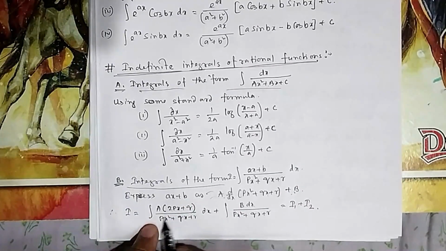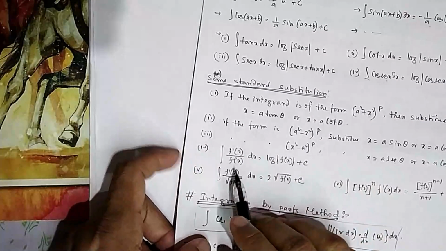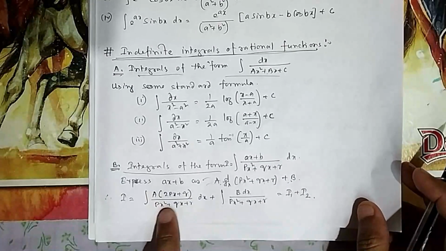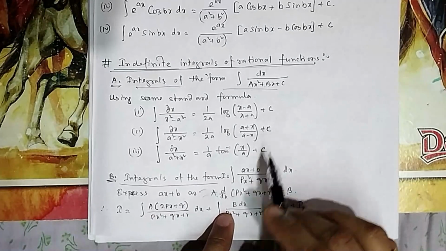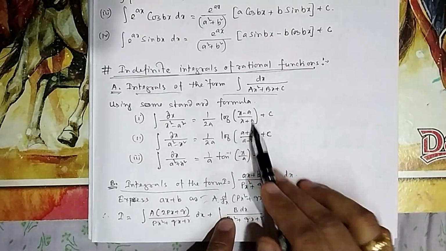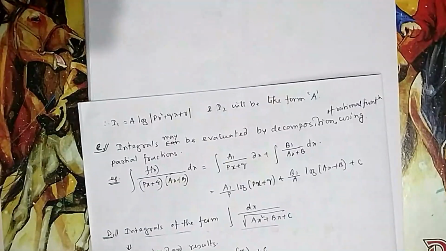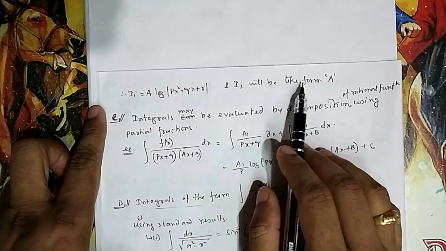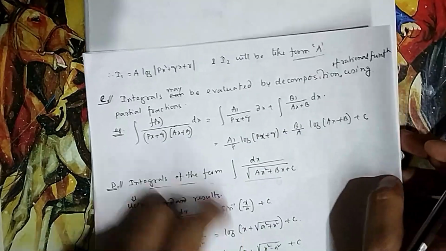Now what will be I1? You see the differentiation of the denominator is in the numerator. We have just seen that if the differentiation of a function is in the numerator, then the answer is log f(x). So it will be log of px square plus qx. So I1 is direct, and I2 is already in the format we have seen. We will use that to find I2. So I1 has a direct formula: a log of this, and I2 goes like form a, using the formulas we have already done.